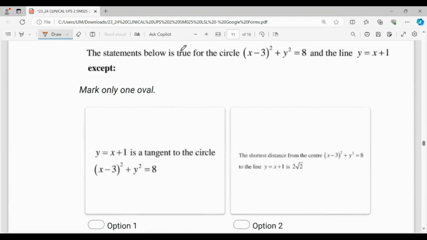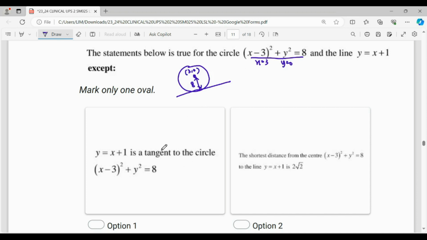The statements below are true about the circle and the line, except. So the first one, y equals x plus 1 is a tangent to the circle. So if the line here is a tangent to the circle, from the equation here we can read x equals 3, y equals 0, center is (3, 0), radius here is 8.